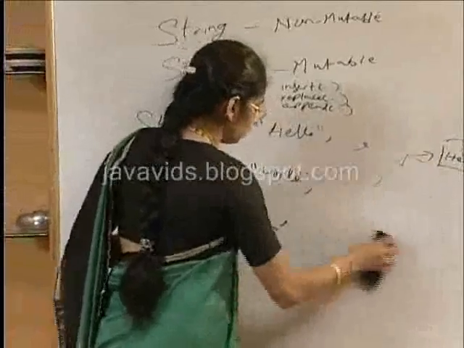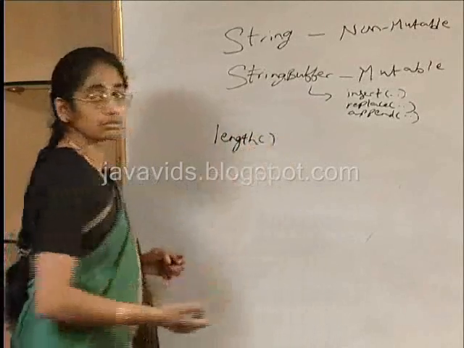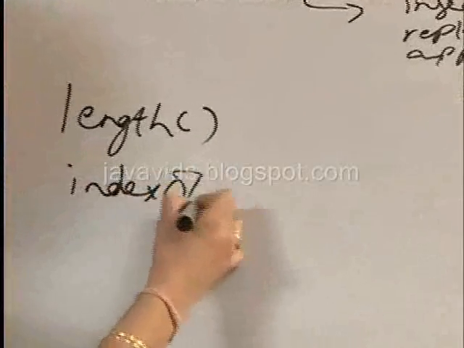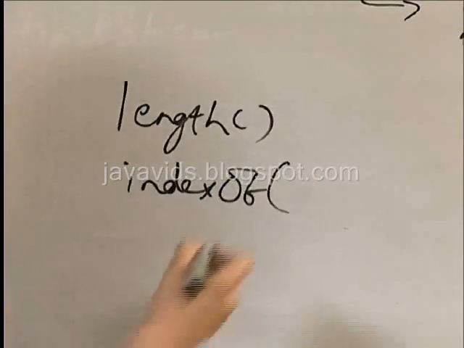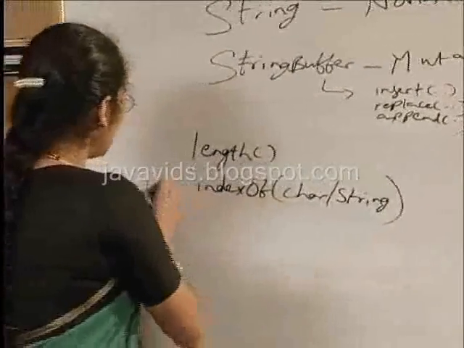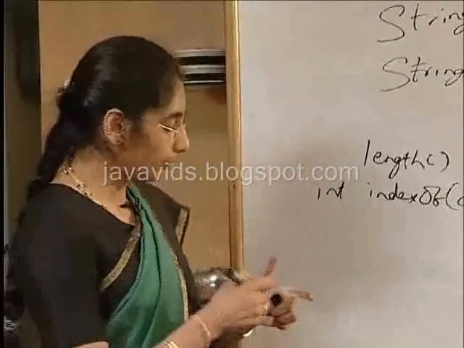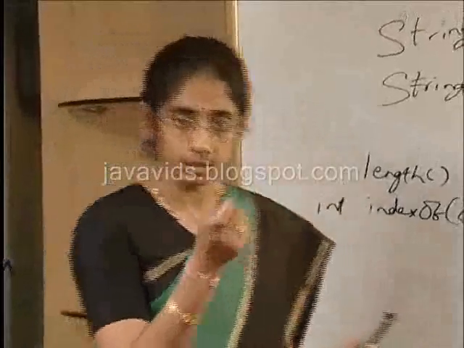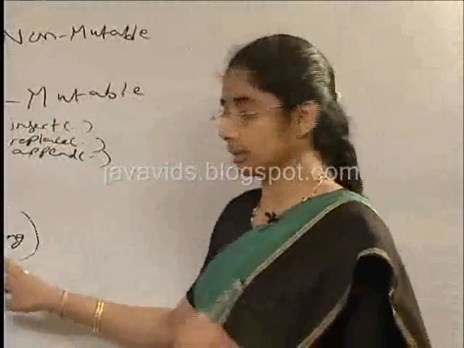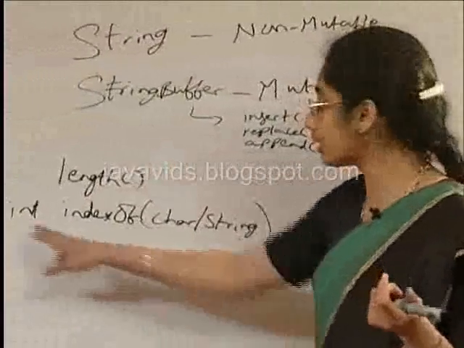Now what other methods are available for the string? You can find out the length of a string by calling the length function. You have the indexOf function, which takes a char or a string as parameter and returns the position where the string or the character is found in another string. So if you want to find a particular character in a string, you can use indexOf, or if you want to find out where a short string is found in a longer string, again you can use indexOf. It gives you the position.